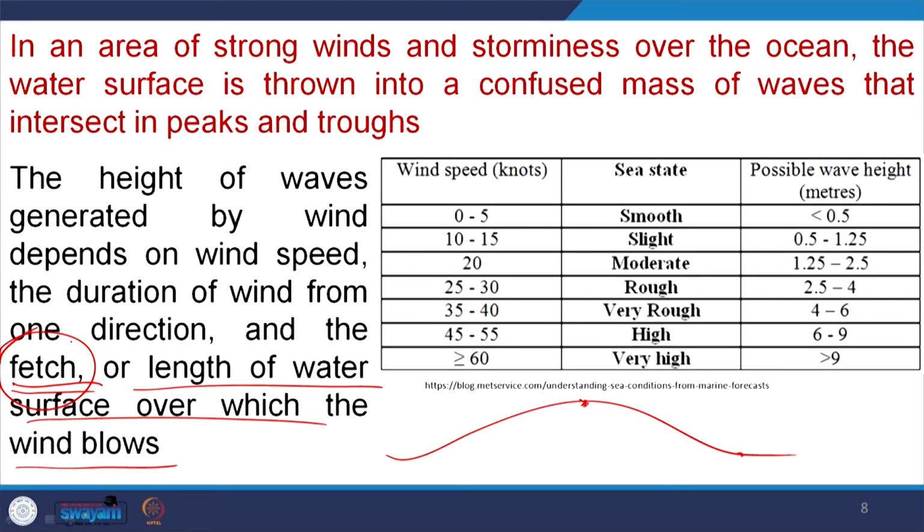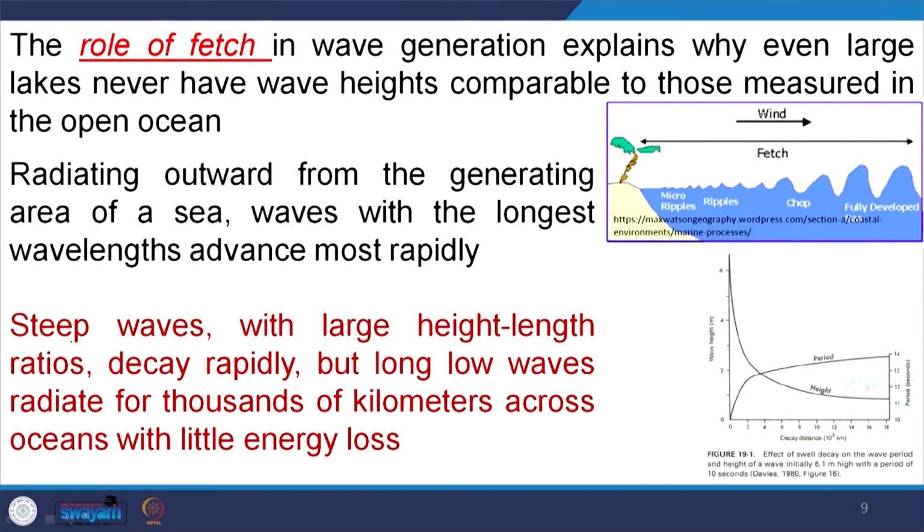And size and height will affect our coastal geomorphology, either erosion or deposition. How much erosion and how much deposition there will be depends upon the size of the wave. And finally, it is the fetch which decides the size of the wave. So, the role of fetch in wave generation explains why even large lakes never have wave heights comparable to those measured in the open ocean.